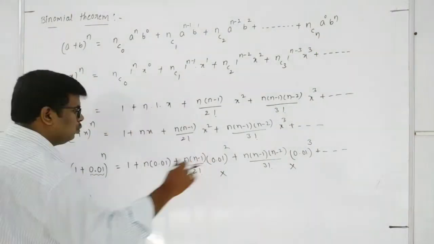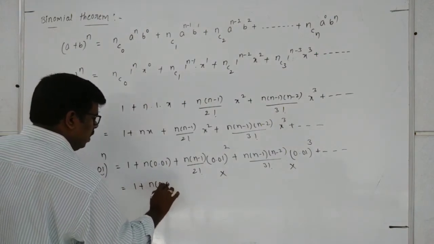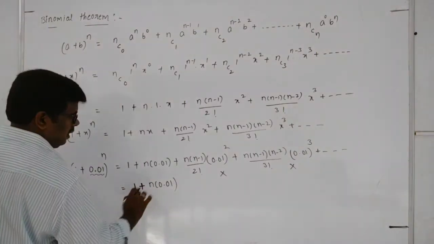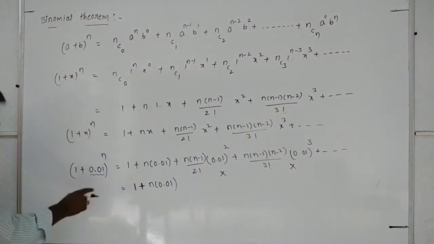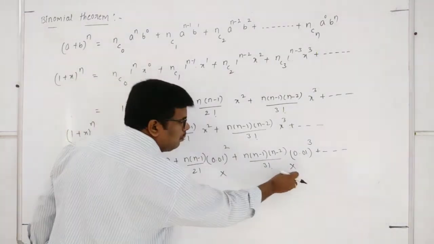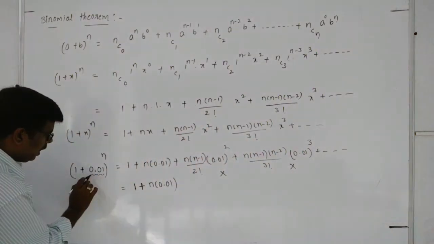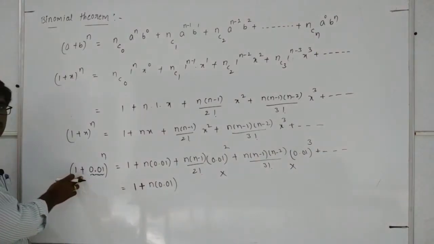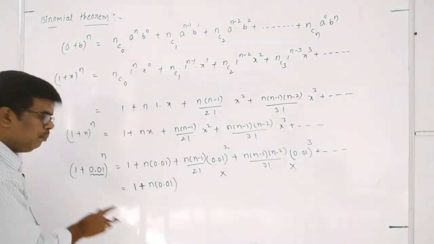Why? They have too small a value. That's how I will write it: 1 plus n into 0.01. So 1 is a larger value compared to these, which are very small. What happens here is that the higher powers are neglected, because you take x as a very small value compared to 1.